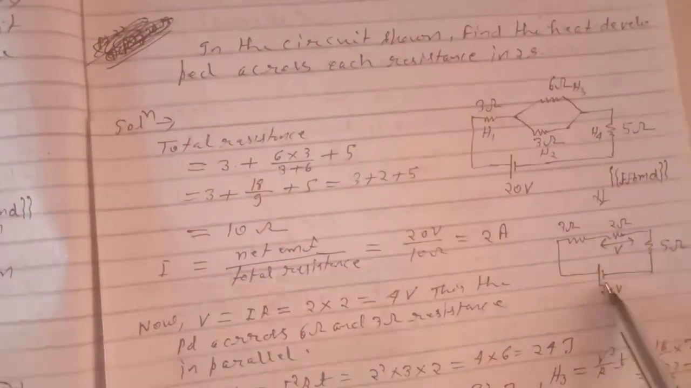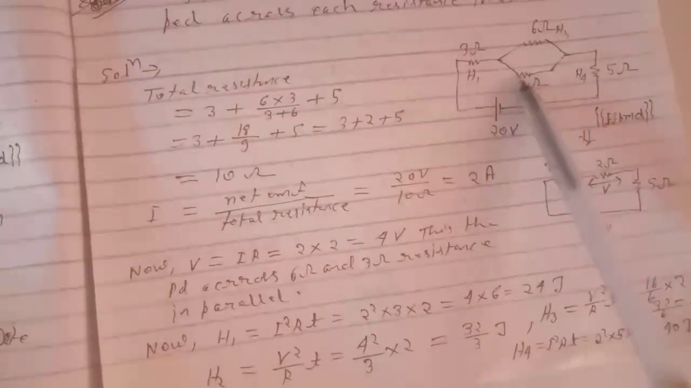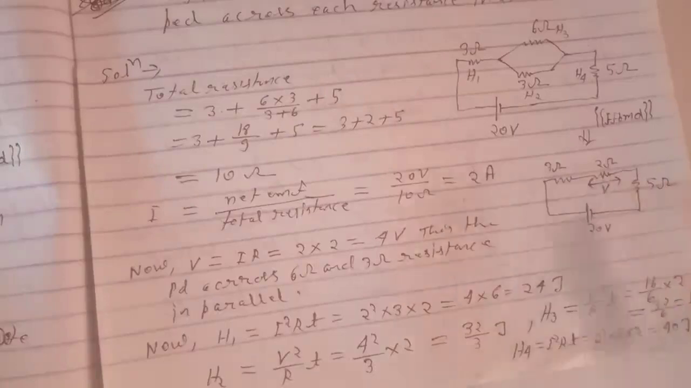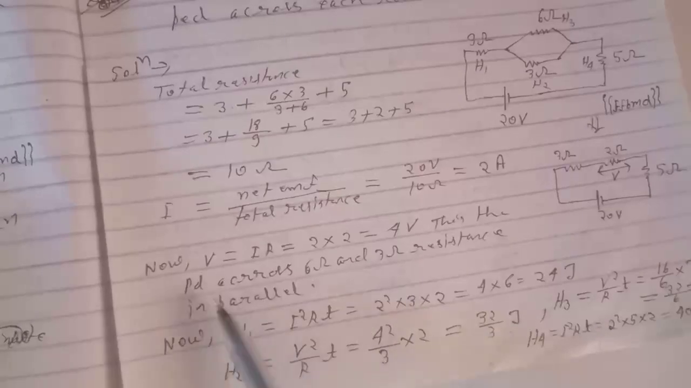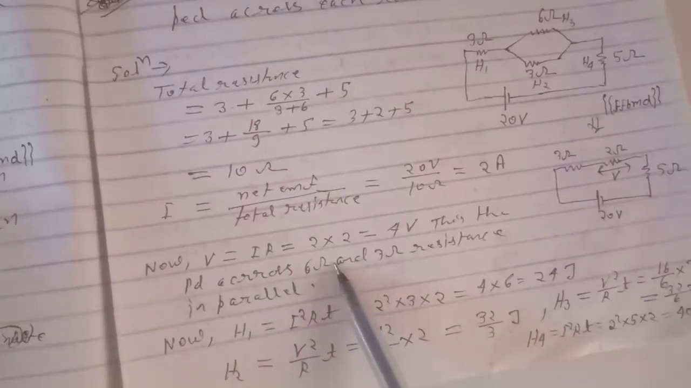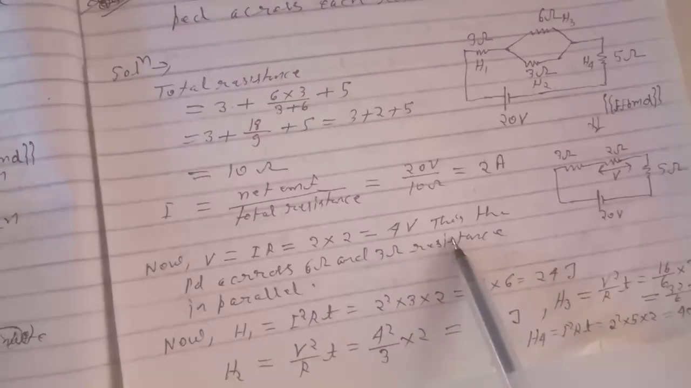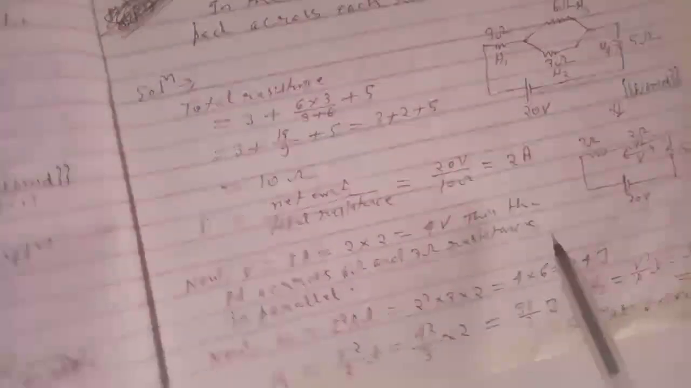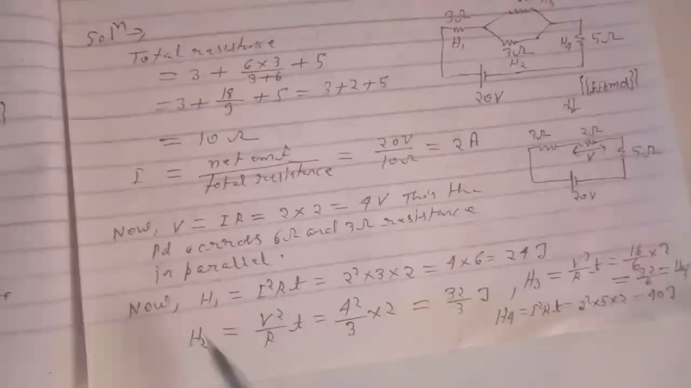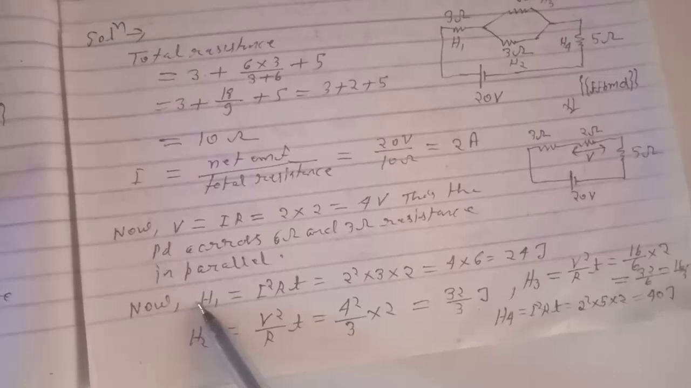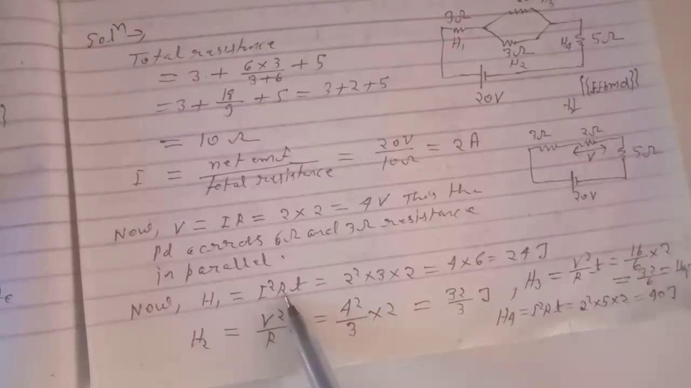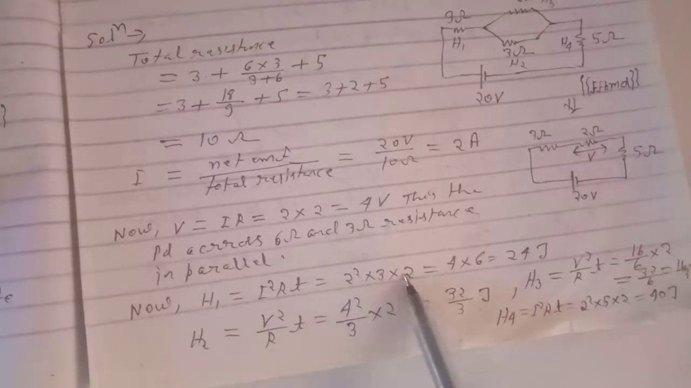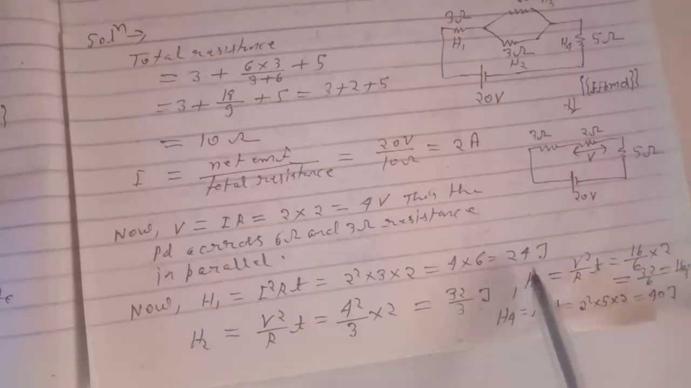Now the above circuit is like this after taking the equivalent. So now V equals IR, so 2 into 2 equals 4 volt. This is the potential difference across the 6 ohm. The 6 ohm and 3 ohm resistors are in parallel, because in parallel the potential difference remains the same. And now H1, that is the heat generated in this resistance, is I squared R into t, or 2 squared into 3 into 2, equals 4 into 6, 24 joule.